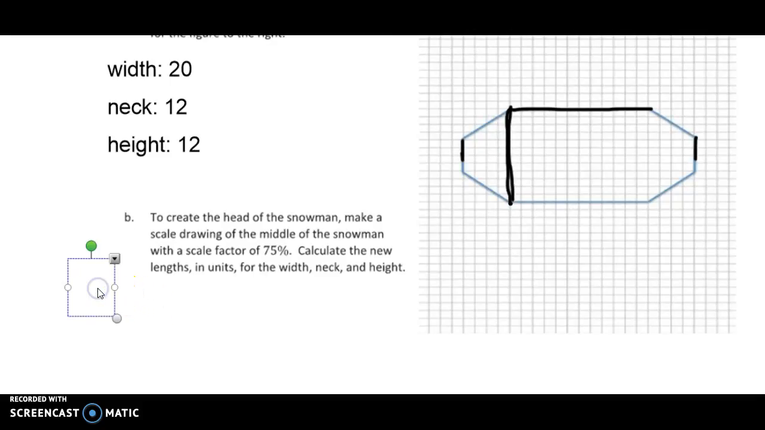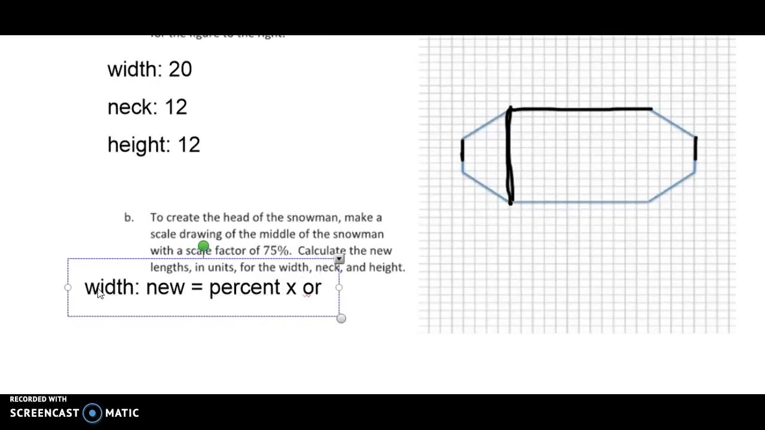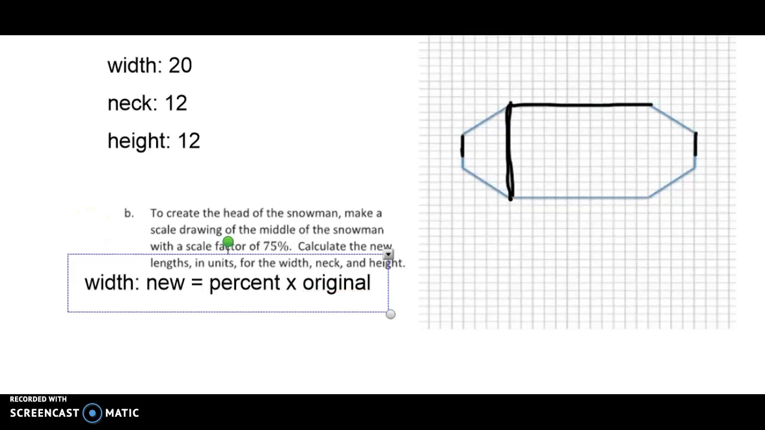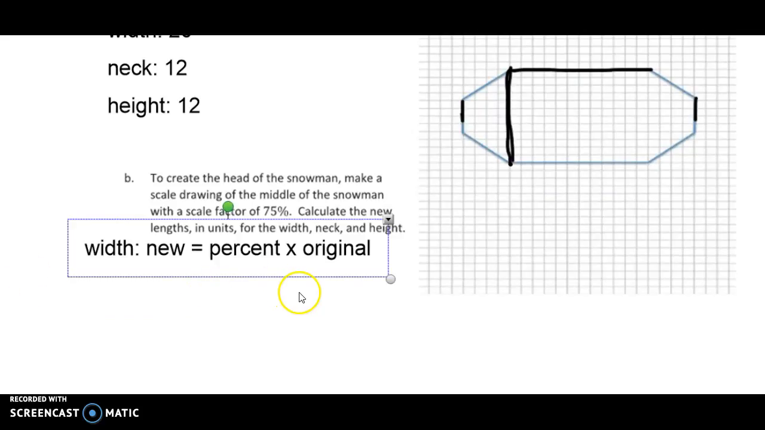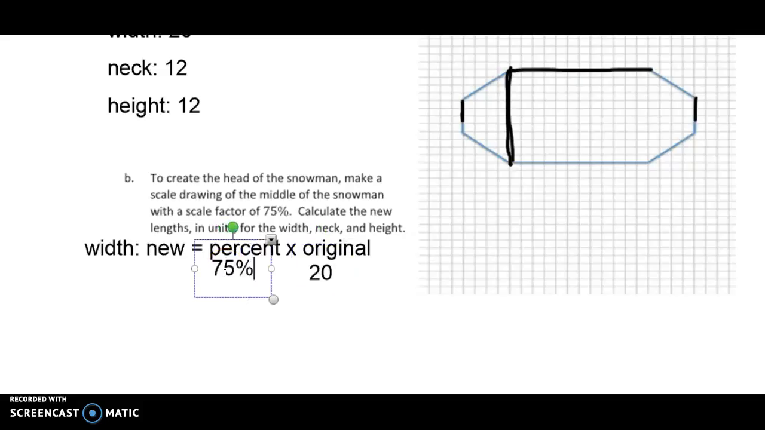So if I'm talking about the width, the new width is going to be equal to the percent of the scale drawing times the original, right? The same percent equation we've been using, the same thing as used in the table here today. This is something we've already had experience with. This shouldn't be anything new here. I know the original width, you went ahead and counted out. The original width was going to be 20. All right, so what I'm looking for is what would 75% of 20 be?